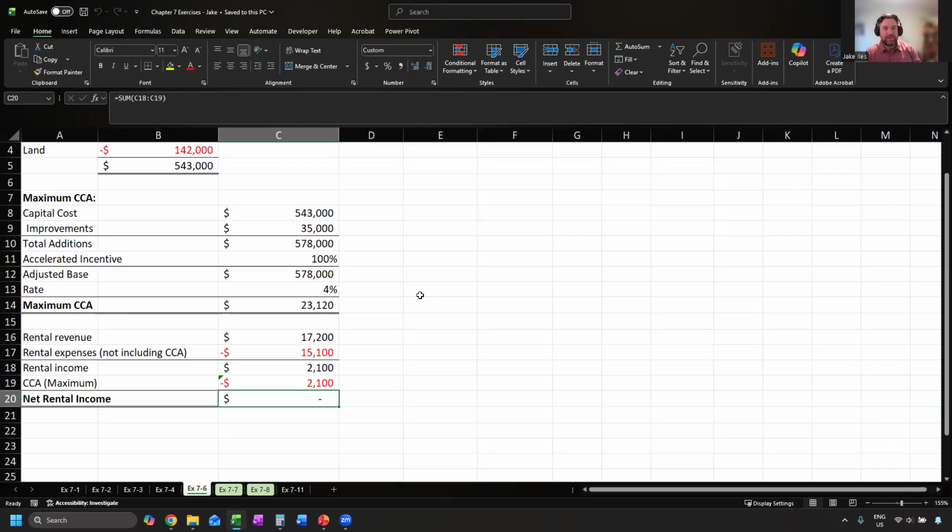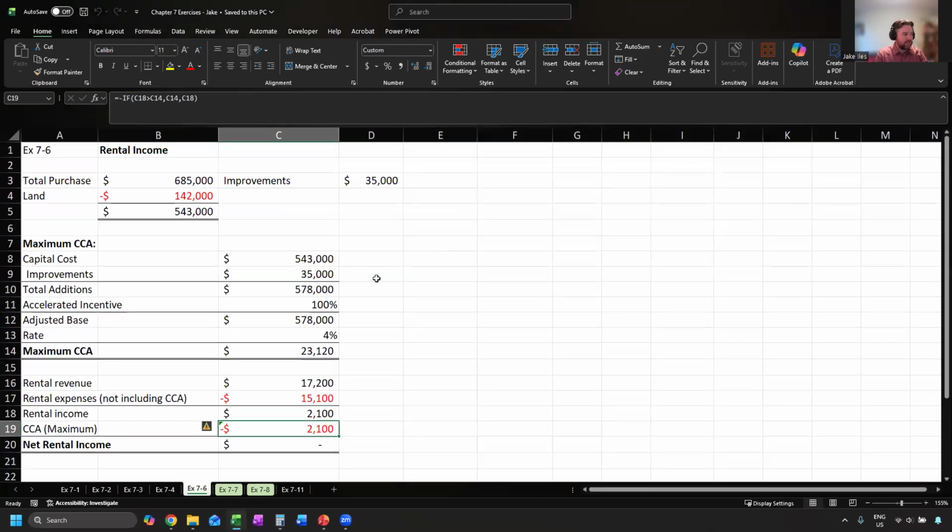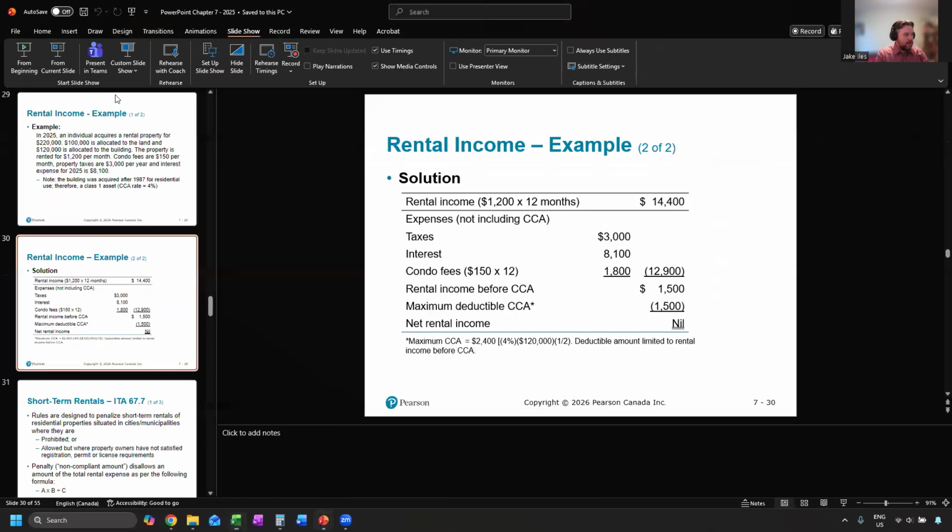One, it complicates their sale later down the line, and two, they are restricted from really claiming the full CCA amount. So make sure you understand this calculation, because that might come up in the quiz or final exam.